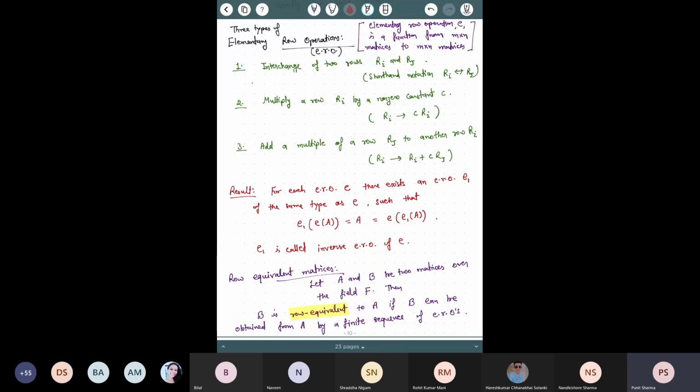If this is the case, then we say that E1 is the inverse of the elementary operation E. So what does this result say? This result says that if we have an elementary operation E, then for that elementary operation we can always find an elementary operation that undoes the work of the previous operation. So do you agree with this result? Yes, sir. Now can you tell me how to prove this? This is the result. Now can you prove this?